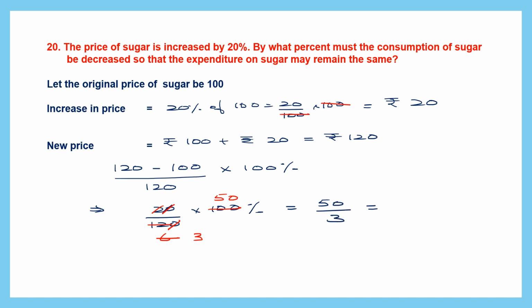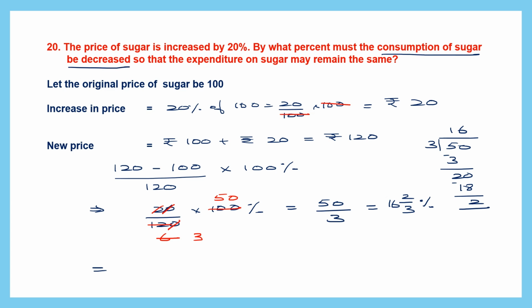Now let's simplify this. Let's divide 50 by 3 and see what we get. 3 1s are 3, minus, 20, 3 6s are 18, minus, 2. So we will stop with this and get a mixed number. So our mixed number is 16 2 by 3, and since it's a percentage we write percent. So what's the final answer? The final answer is the consumption of sugar should be decreased by 16 2 by 3% so that the expenditure on sugar remains the same. So this is the answer.